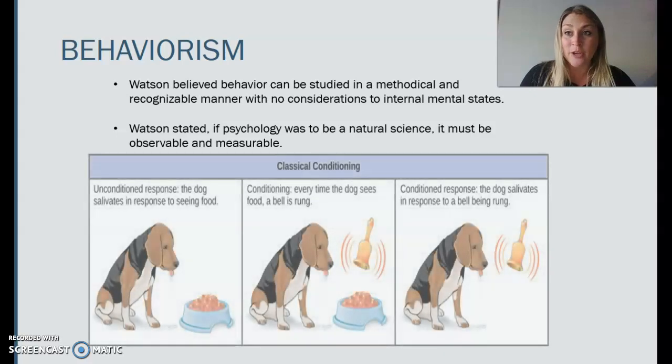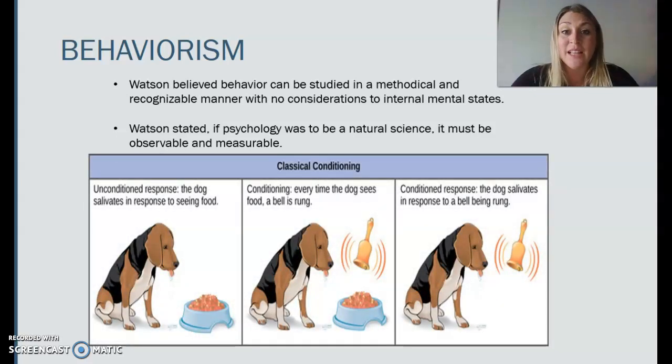So let's look at Ivan Pavlov's classical conditioning experiment that he performed with dogs. You have the unconditioned response that the dog salivates in response to seeing food. Conditioning takes place: every time the dog sees the food, a bell is rung. The conditioned response of the dog is now that he will salivate in response to the bell being rung without the food even being present.